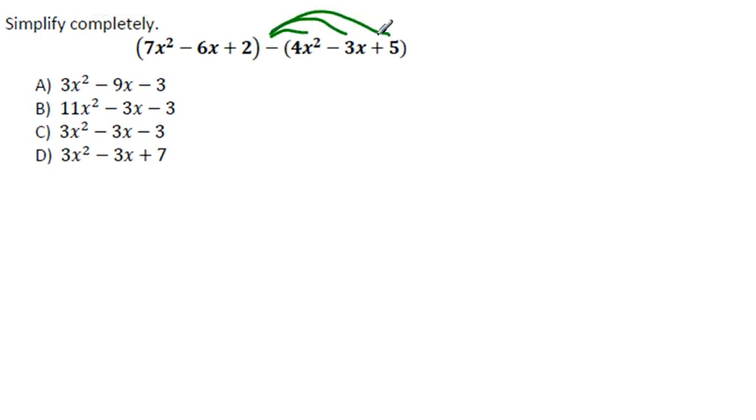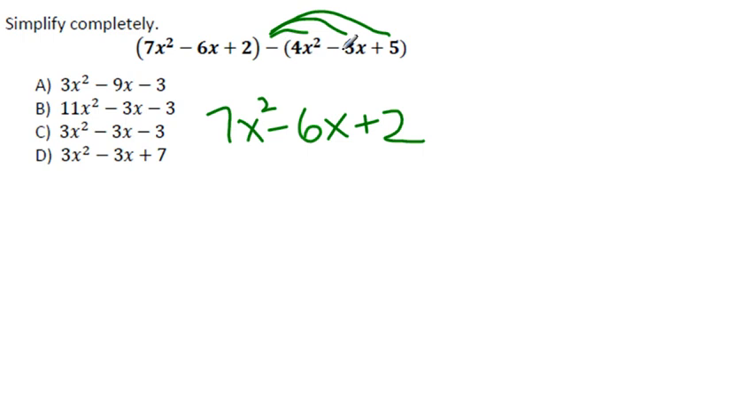Now, once we distribute the minus sign, you can get rid of the parentheses. And as we said here, we couldn't do anything to the first trinomial. So let's just rewrite that. So we just get 7x squared minus 6x plus 2. Because again, we can't do anything with it, so just get rid of the parentheses. But here, we can distribute the minus, and after we distribute the minus, we can remove the parentheses.